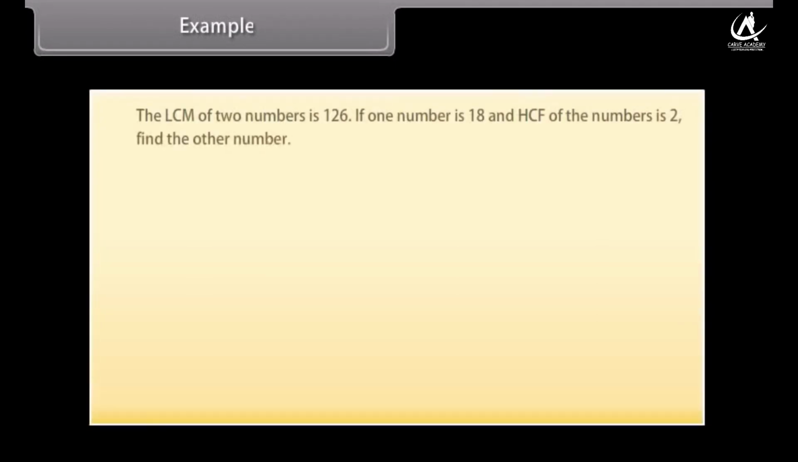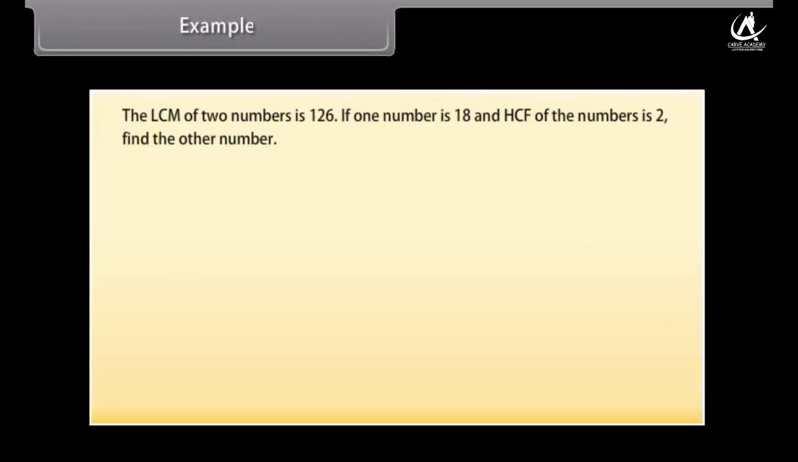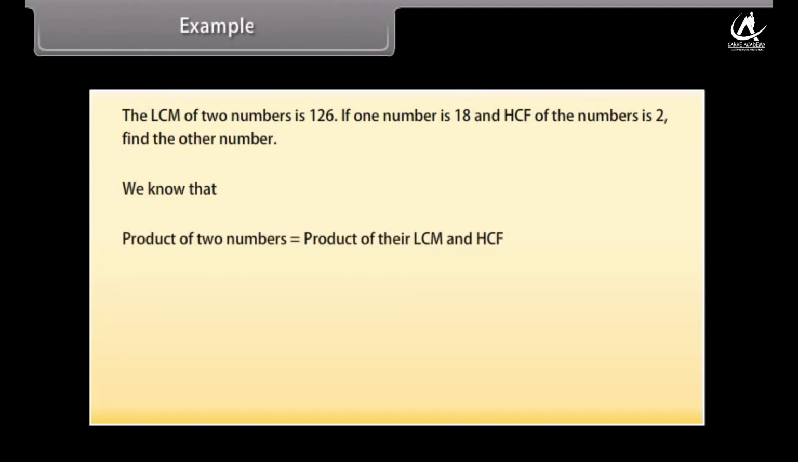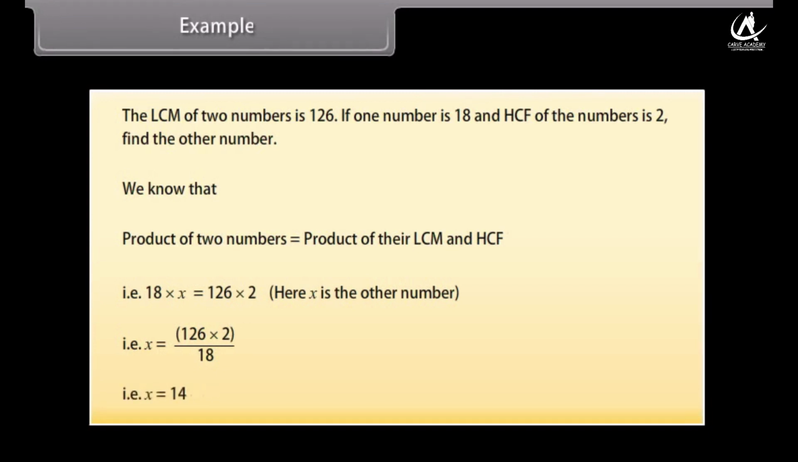Example: the LCM of two numbers is 126. If one number is 18 and the HCF of the numbers is 2, find the other number. We know that the product of two numbers is equal to the product of the LCM and HCF. That is, 18 × x is equal to 126 × 2. Here, x is the other number. That is, x is equal to 126 × 2 upon 18. That is, x is equal to 14.